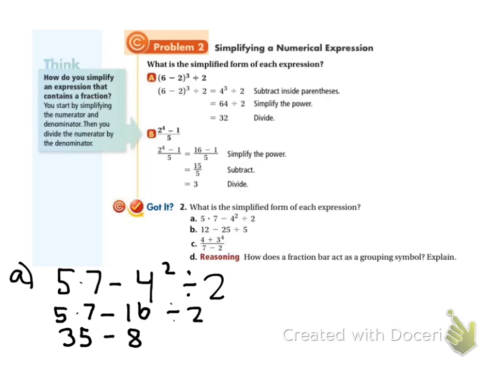Now I only have subtraction left, and when I do 35 minus 8, I get 27. So our answer is 27. I'm going to erase this so I have room for part B.